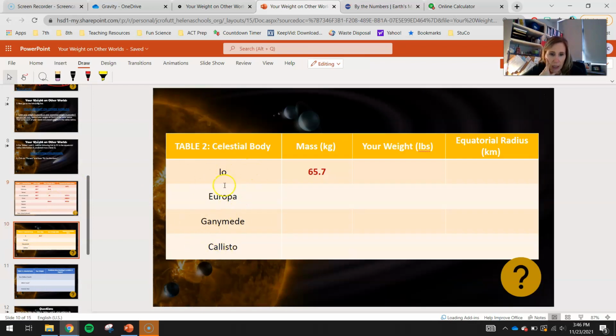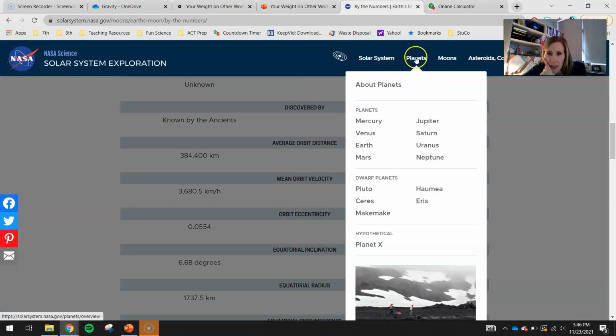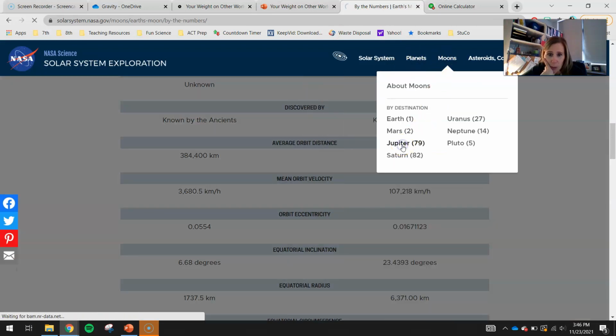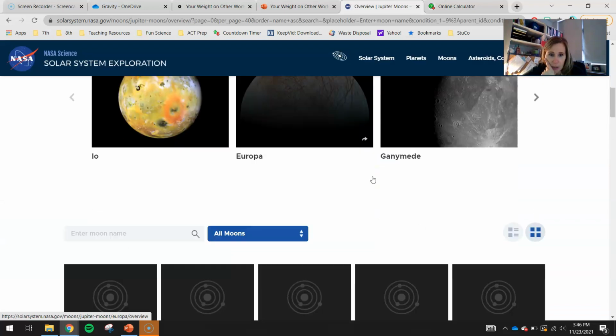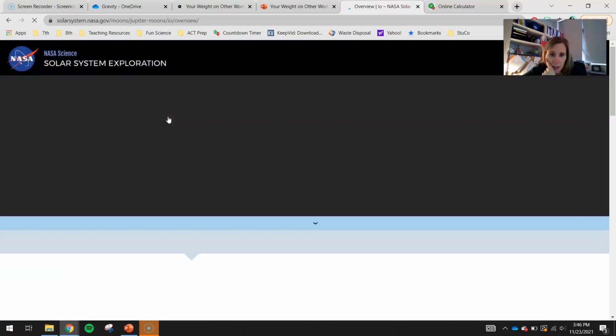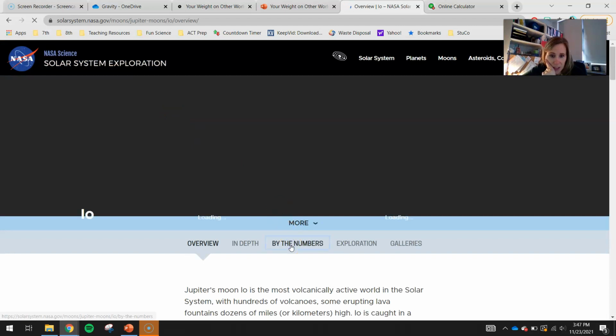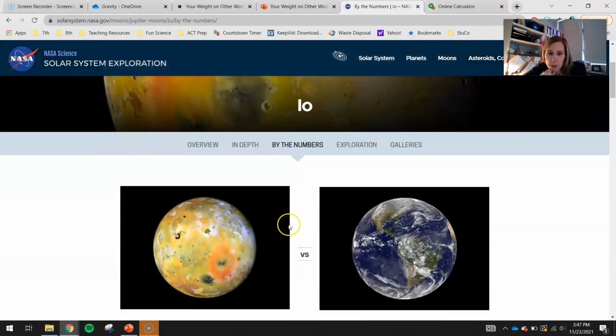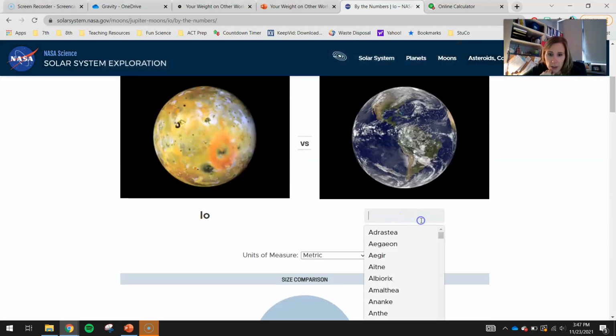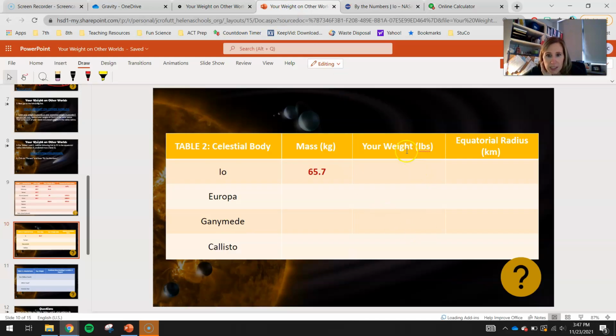And then same thing for your moons of Jupiter. You need to go find Io, Europa, Ganymede, and Callisto. Again, go to moons. Those are Jupiter's moons, and in Jupiter's moons, you can find the moons you need. So here's Io. Okay, and then you can go to by the numbers, and from there you can scroll through and find the other moons. So Io versus Earth. You can find Europa, Ganymede, and Callisto all in there, and find out their equatorial radius as well. So go ahead, fill in your weight and your equatorial radius for those.